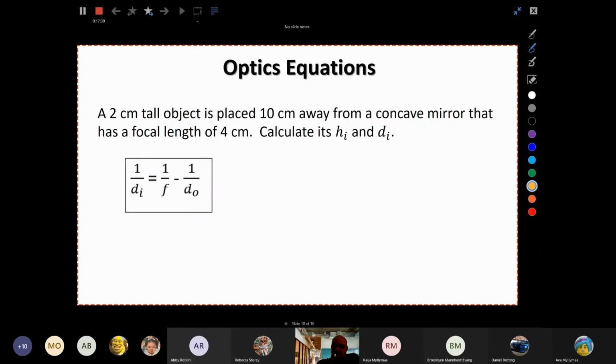Okay, so there's our first equation. I think it's probably a good idea to start by writing down the equation. This is always the equation you start with. And we know some of this stuff, right? We just said that this is going to be f. And we said that this was going to be do.